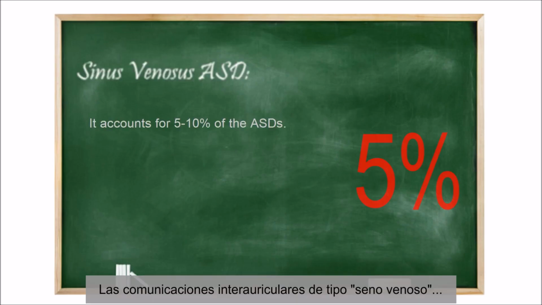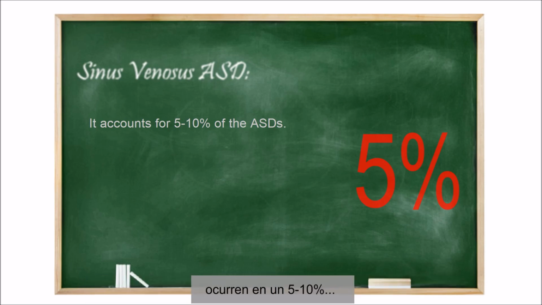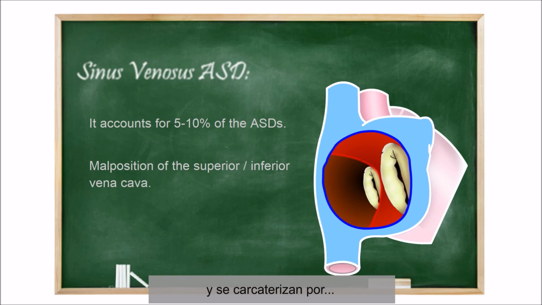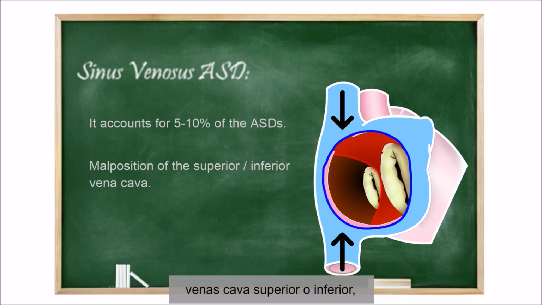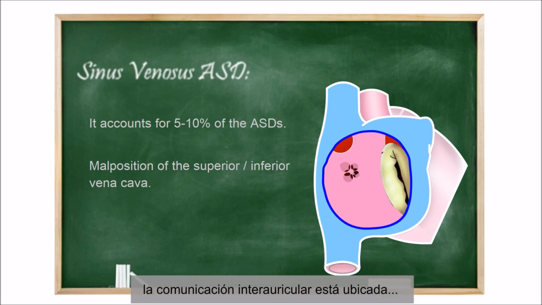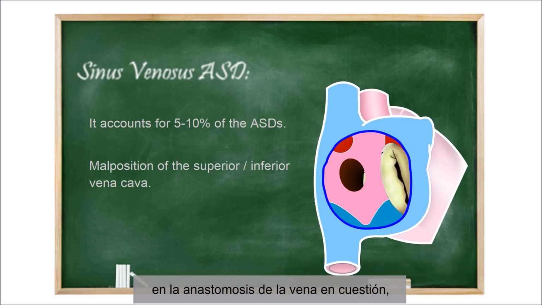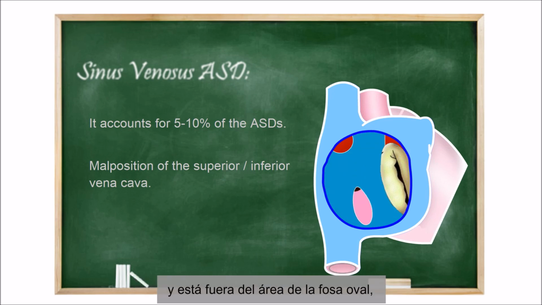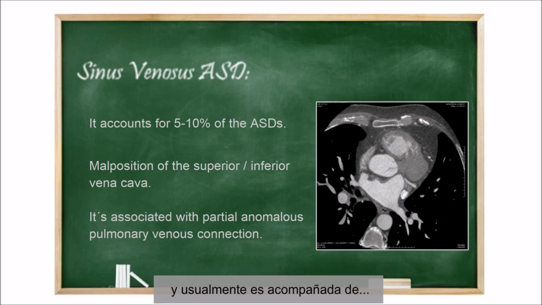Sinus venosus atrial septal defects account for 5 to 10% of atrial septal defects, and they are characterized by malposition of the insertion of the superior or inferior vena cava. The interatrial communication is within the mouth of the overriding vein and is outside the area of the fossa ovalis. It is more frequent in the superior vena cava, and it is usually accompanied by partial anomalous pulmonary venous connection.